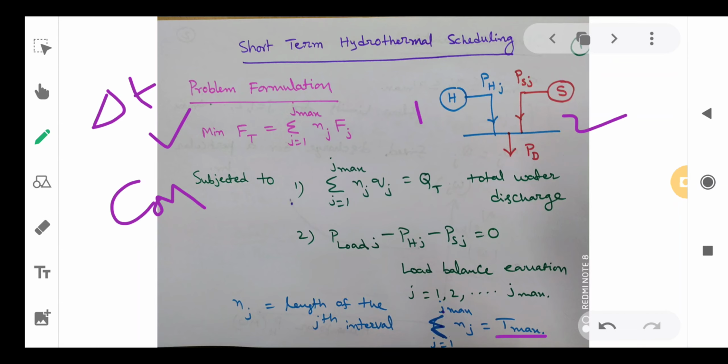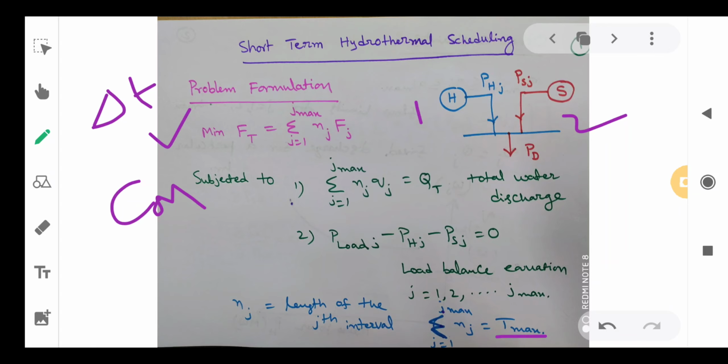Here let us consider two plants, plant 1 and plant 2. The first one is a hydro power plant and the second one is a steam power plant. The power supplied by the hydro plant is given by PHJ, and the power supplied by the steam power plant is assumed to be PSJ, that is bus number 2. So both are supplying a common load, PD, the power demand.